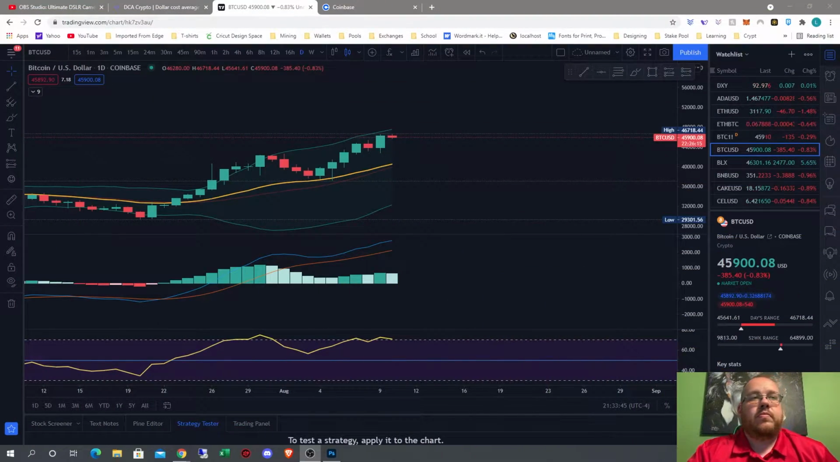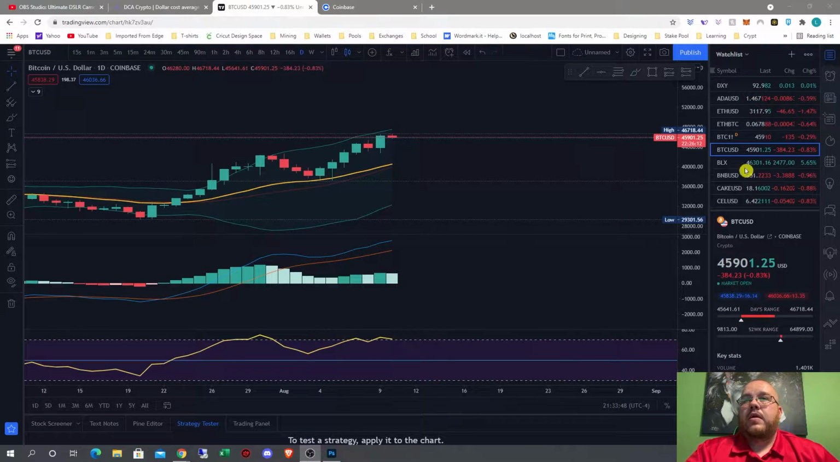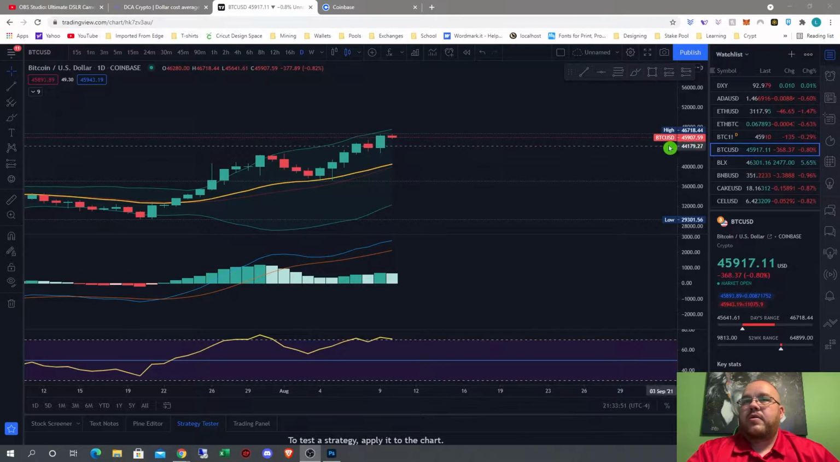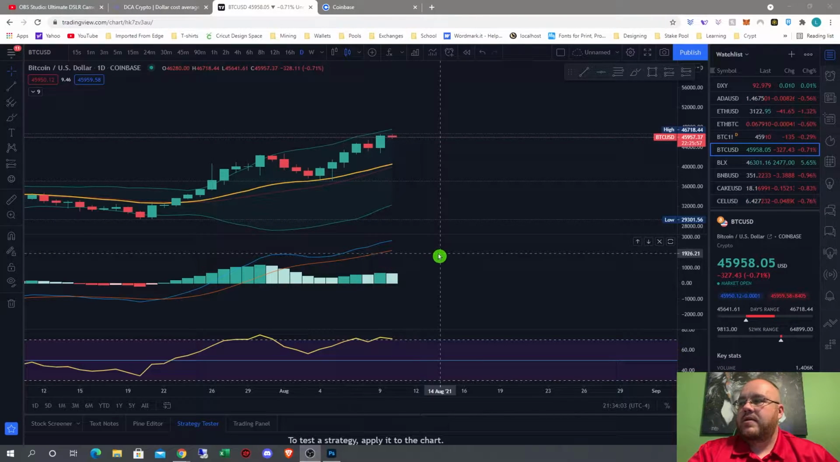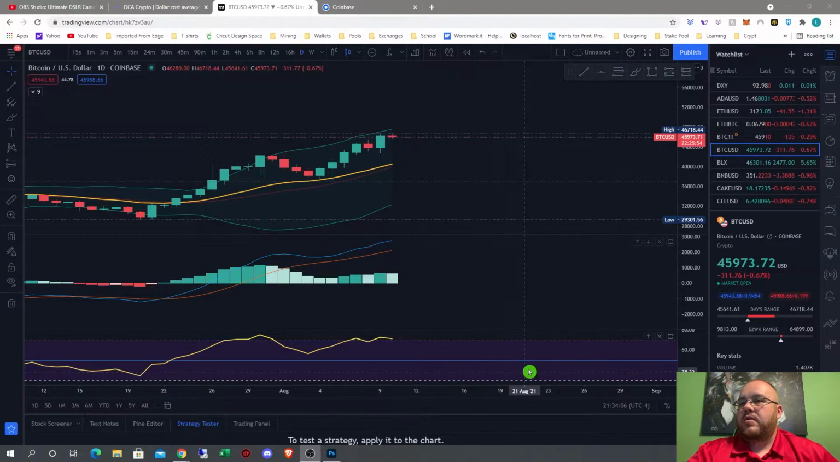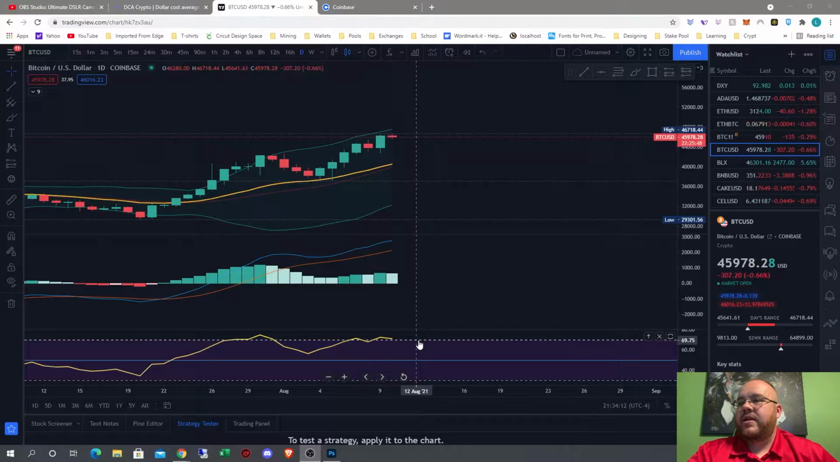I want to talk about DCAing today, but first, let's check out the market and see how Bitcoin's doing. Looks like Bitcoin's at 45,900 right now. As you can see, it's gradually been going up. I kind of think it might have a small pullback. The MACD's going bearish a little bit. The RSI is going down, but it's still up above 70, so it's still overbought a little bit.